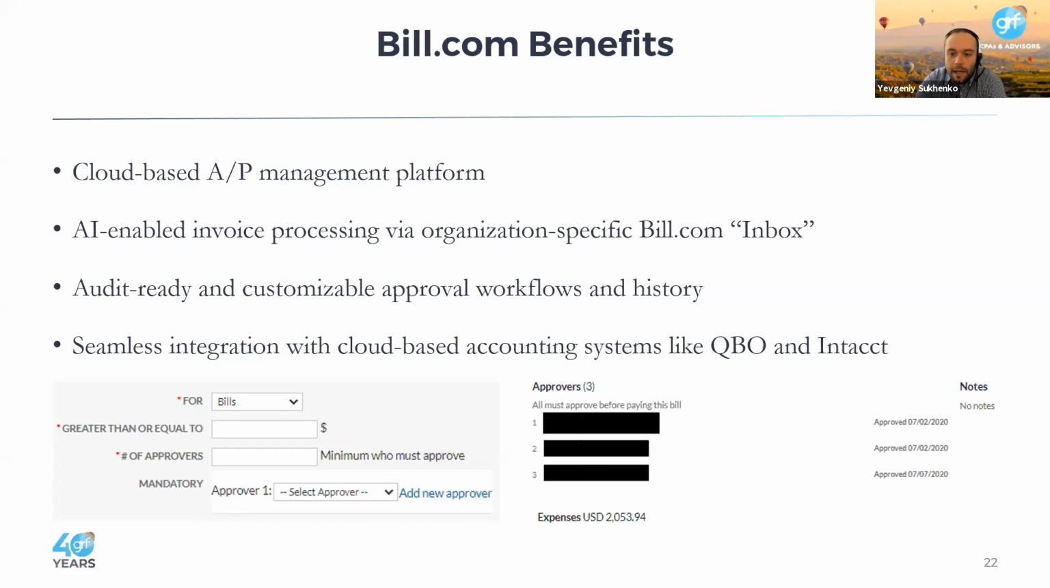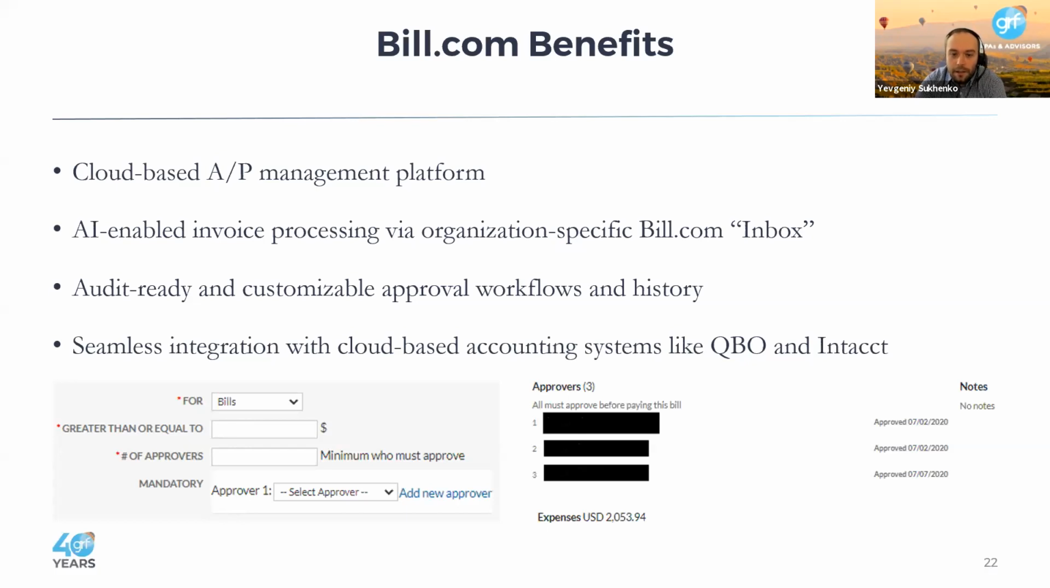So what that means is that you then provide that email address to your vendors. Your vendors are going to start sending their emails with their invoices to that email address. Bill.com then stores that email with the attached vendor invoice in this inbox.